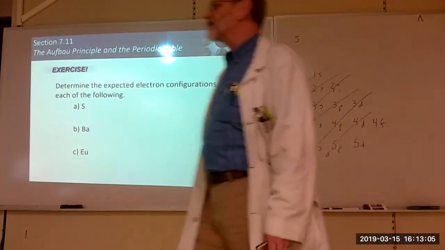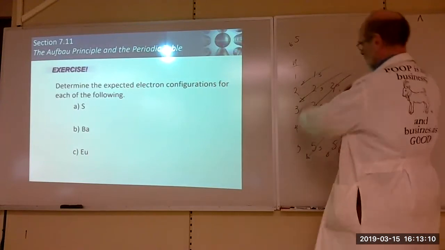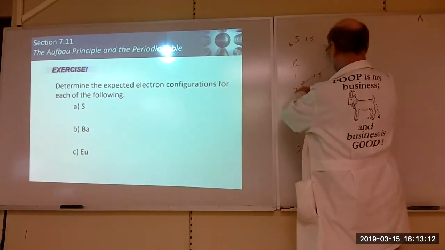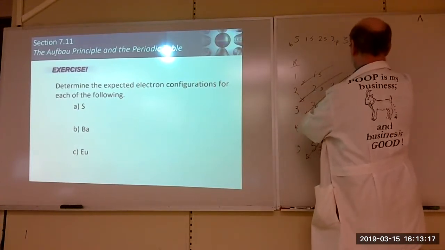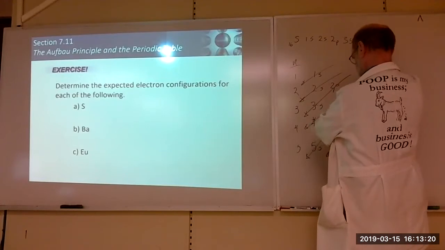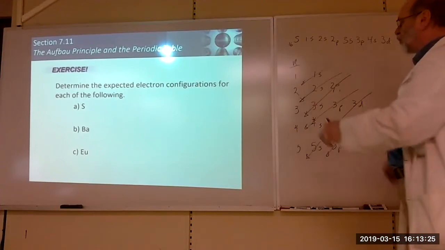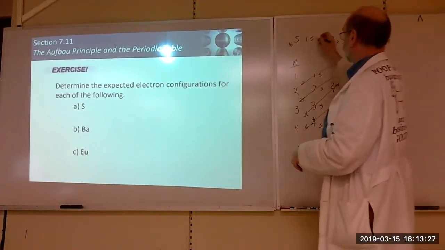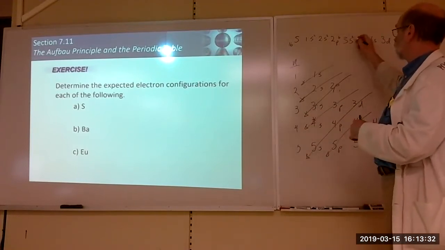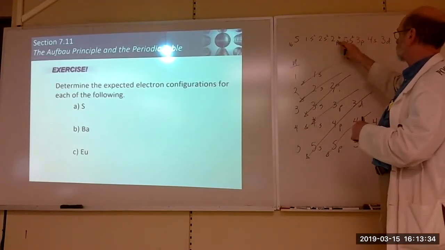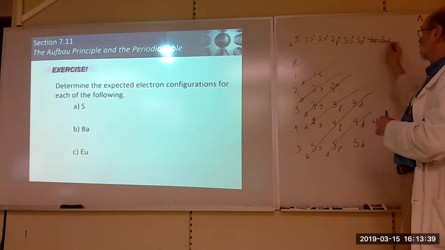So sulfur's got 16, right? If we put them in order that they're filled, 1s, 2s, 2p, 3s, 3p, 4s, 3d, and more if we need it. Then we can start filling them up. Two in this one, two in that one. Six in this one because it's a p, and two more in this one. Two, four, six, 12. So we have four more. That's it. That's as far as you need to go.